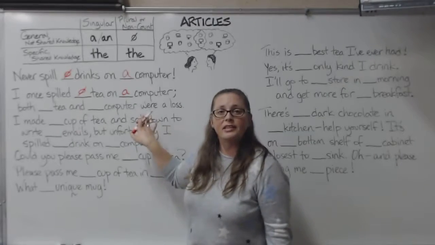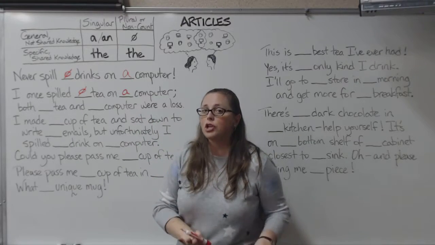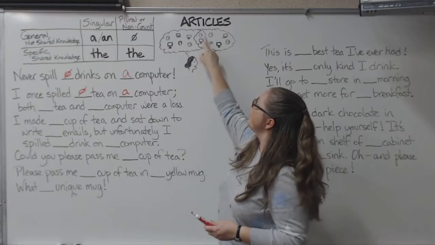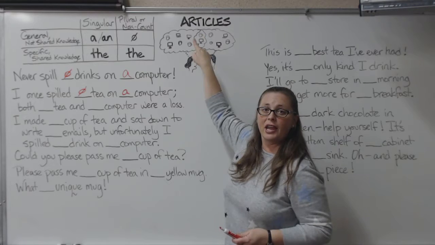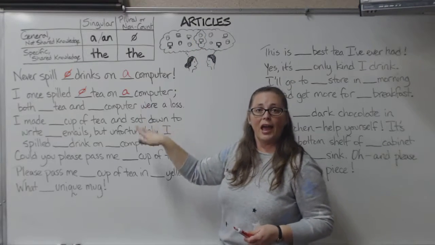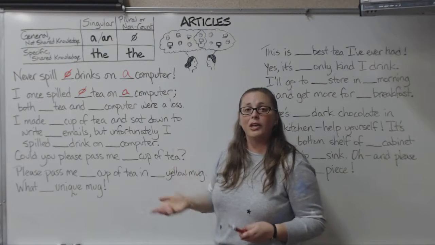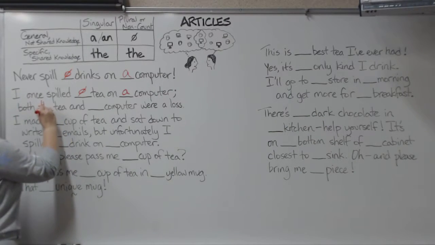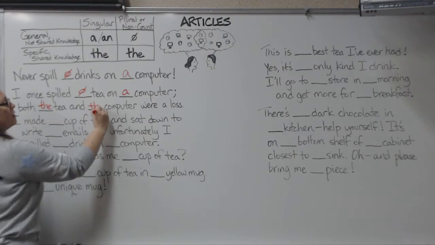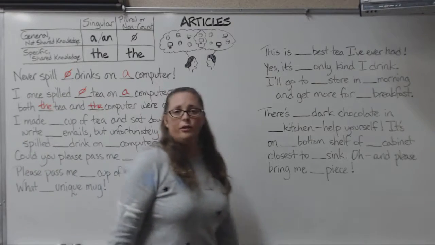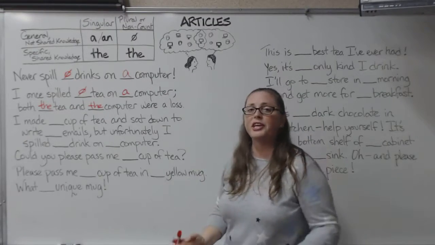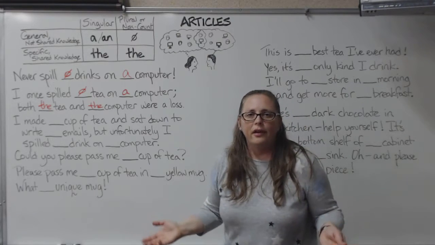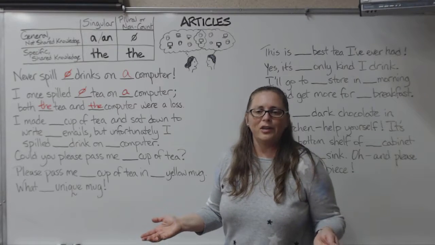As I continue the sentence, articles change because now the speaker and the listener have a shared understanding of the tea and the computer. It's already been introduced. So we use the definite article for both. Both the tea and the computer were a loss. A loss means gone, not anymore useful.